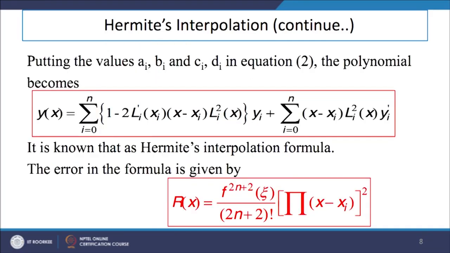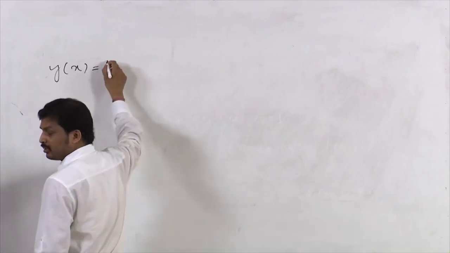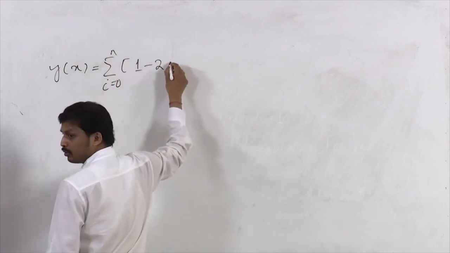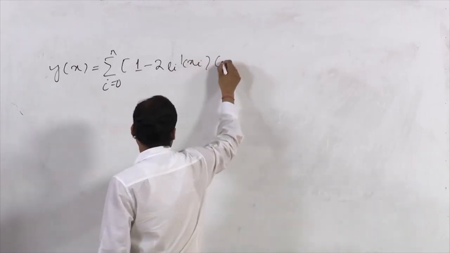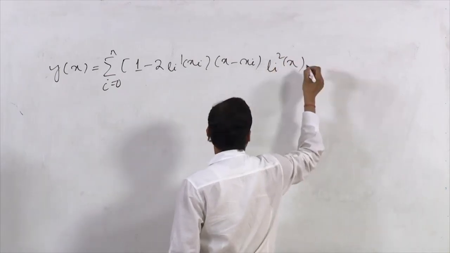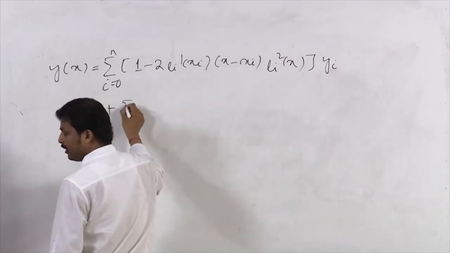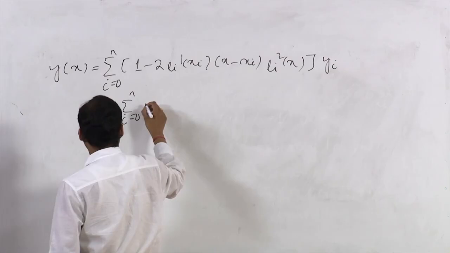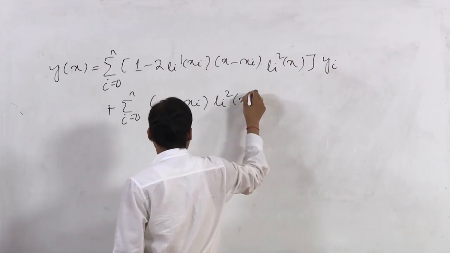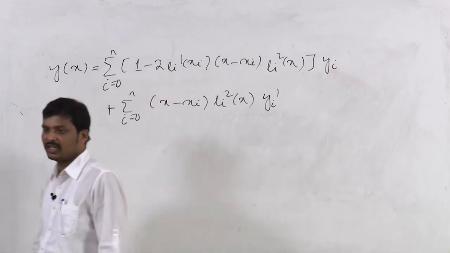So in a complete form, if you write this one, it can be represented in the form of y of x equals summation of i equals 0 to n, 1 minus 2 li dash of xi times x minus xi into li square of x into yi, plus summation of i equals 0 to n, x minus xi into li square of x here into yi dash. This is the complete formula.